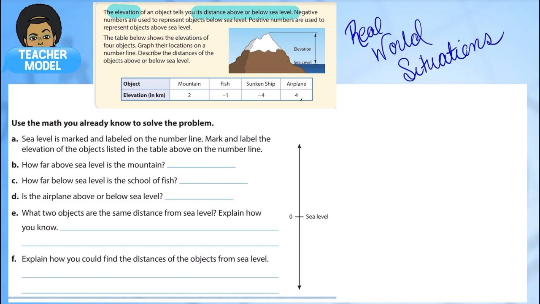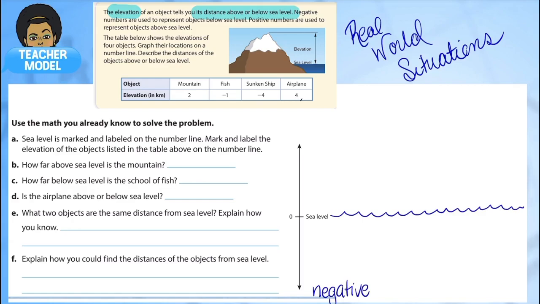So as I'm looking at our chart here, that 0 represents sea level. It's like just the very, very top of the water, and we represent that as 0. Let's keep on reading. Negative numbers are used to represent objects below sea level. So down here, we're going to have negative numbers because they're all below the 0.